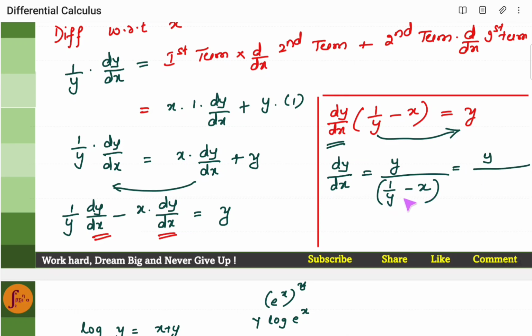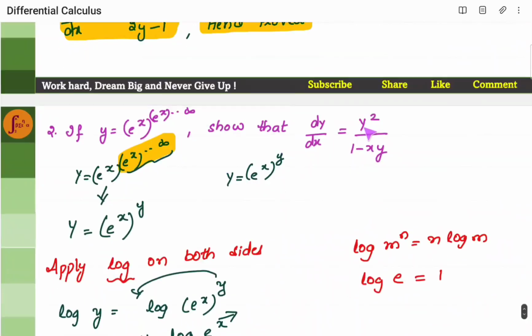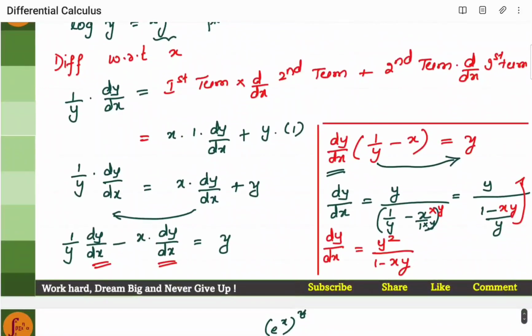Now I'll take the LCM. Y is the LCM. So 1 minus, this has to go y times. 1 into y is y. But I have to multiply the numerator with y too. So I'll get 1 minus xy. Now I'll shift this up. When I shift this up, it's going to become a reciprocal. So I'll get dy by dx is equal to y square, because y into y will be y square, by 1 minus xy. So this is what we are supposed to prove: y square by 1 minus xy. So we have proved this.